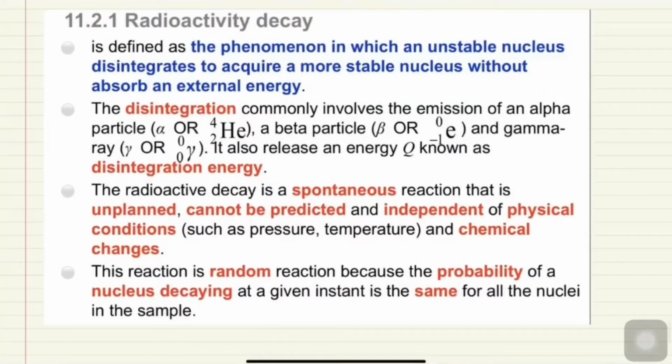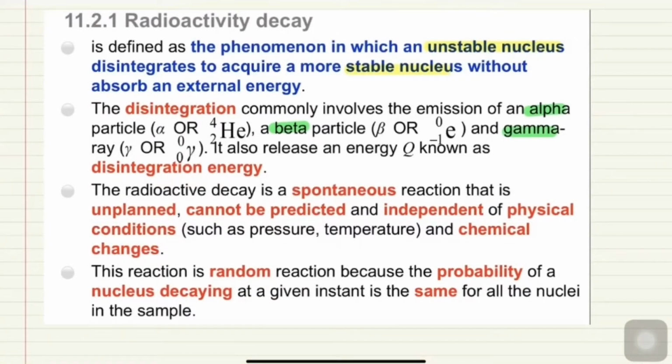radioactivity decay is defined as the phenomenon in which an unstable nucleus disintegrates to acquire a more stable nucleus. So it always goes from unstable towards a more stable nucleus without absorbing any external energy. This disintegration commonly involves the emission of an alpha particle, beta particle, and gamma ray. These 3 separate into 3 separate decays.